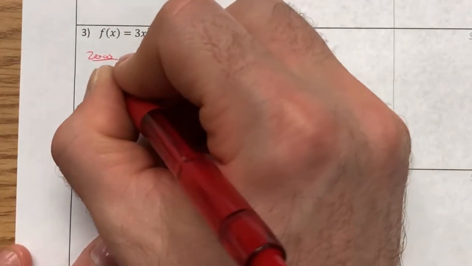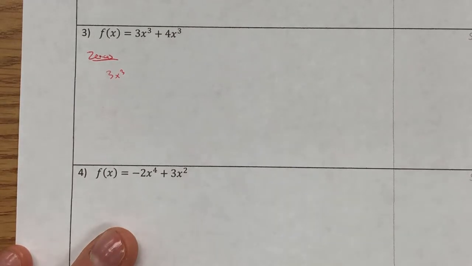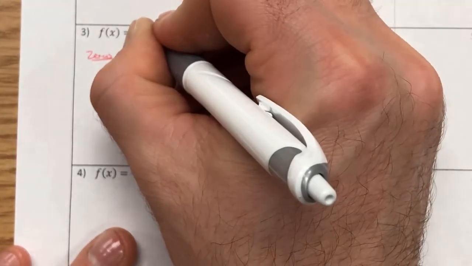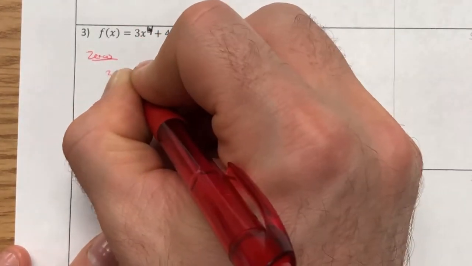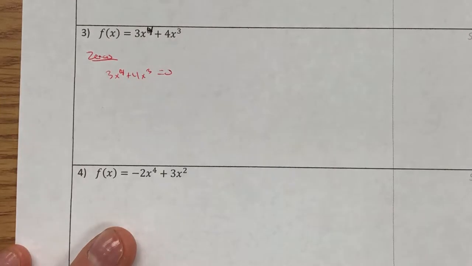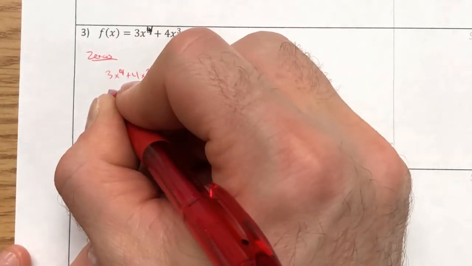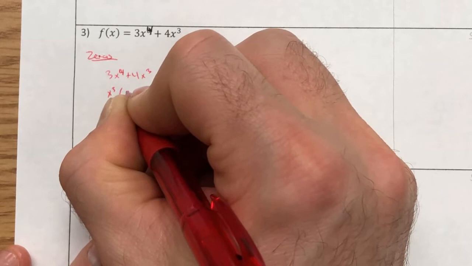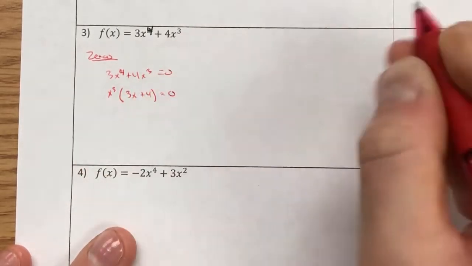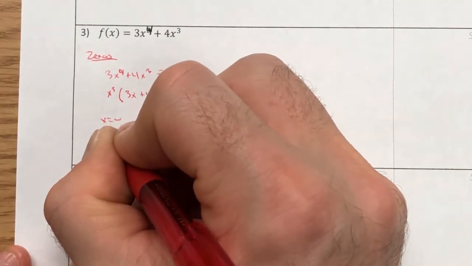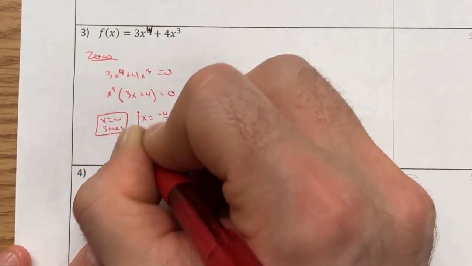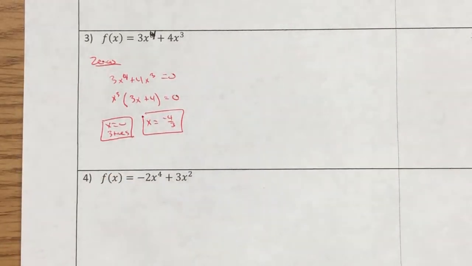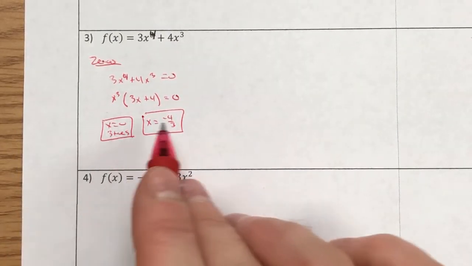So for the zeros, what I know is I'm going to set this equal to 0. So I'm going to have 3x cubed. And actually, this is a typo. This is going to be to the power of 4. So it's going to be 3x to the 4 plus 4x cubed. And I'm going to set that equal to 0. Now, when I factor out an x cubed, what I get is a 3x plus 4. So I get x equals 0 3 times, and I get x equals negative 4/3 once. Setting that equal to 0 and that equal to 0. So I get those 2 answers.